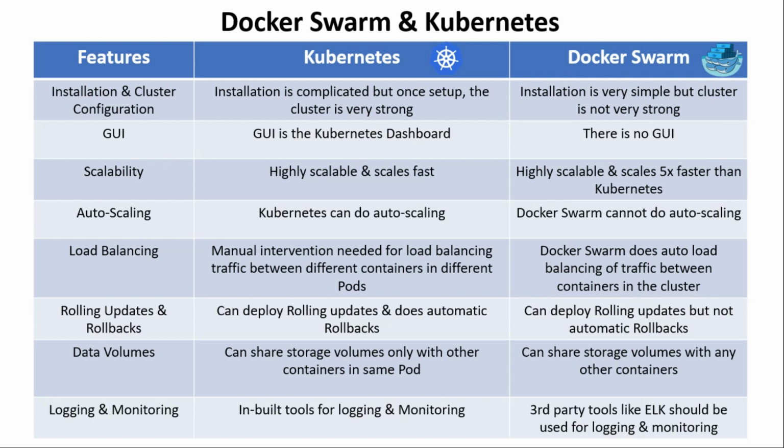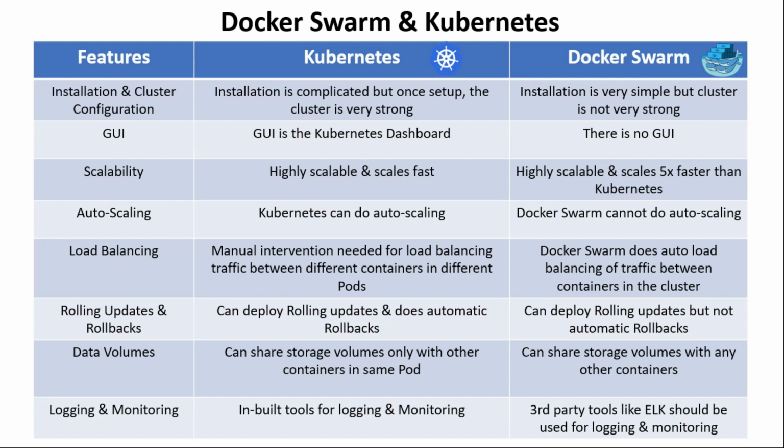If you are talking about Docker Swarm, installation is very simple, but the cluster is not very strong. In that case, we need to do manual activity in the cluster in Docker Swarm. That's why it is not very strong, but the process is very simple. If we are talking about GUI, meaning graphical user interface, Kubernetes has a GUI dashboard, but Docker Swarm has no GUI. It is completely a command-based tool.